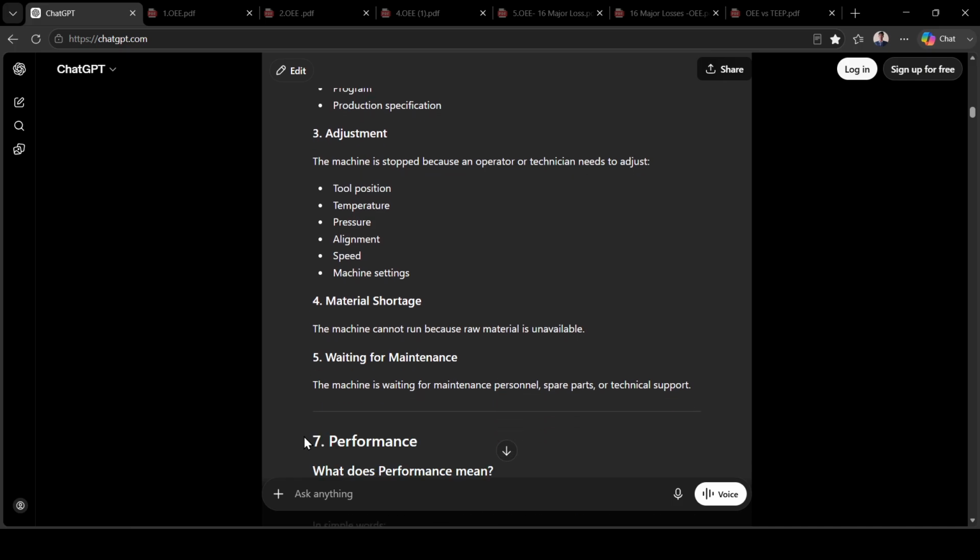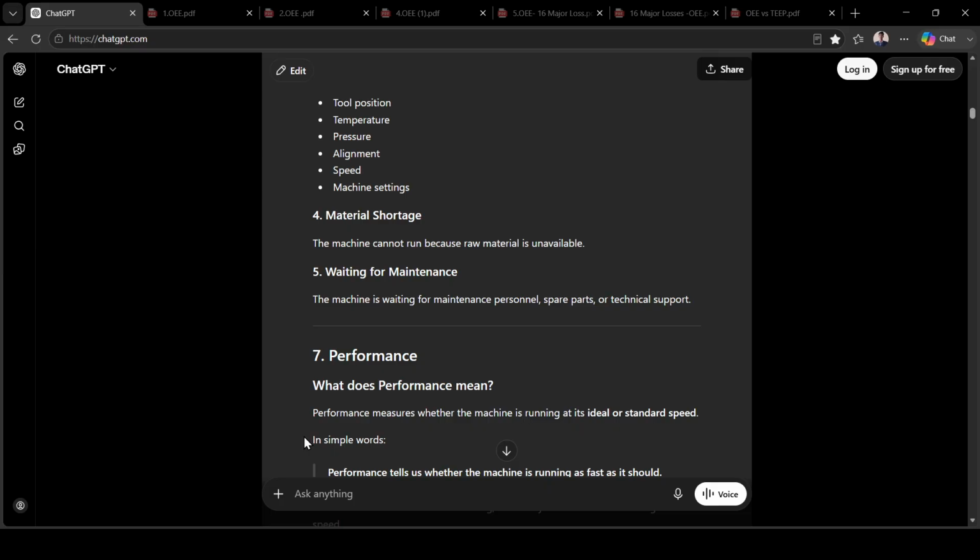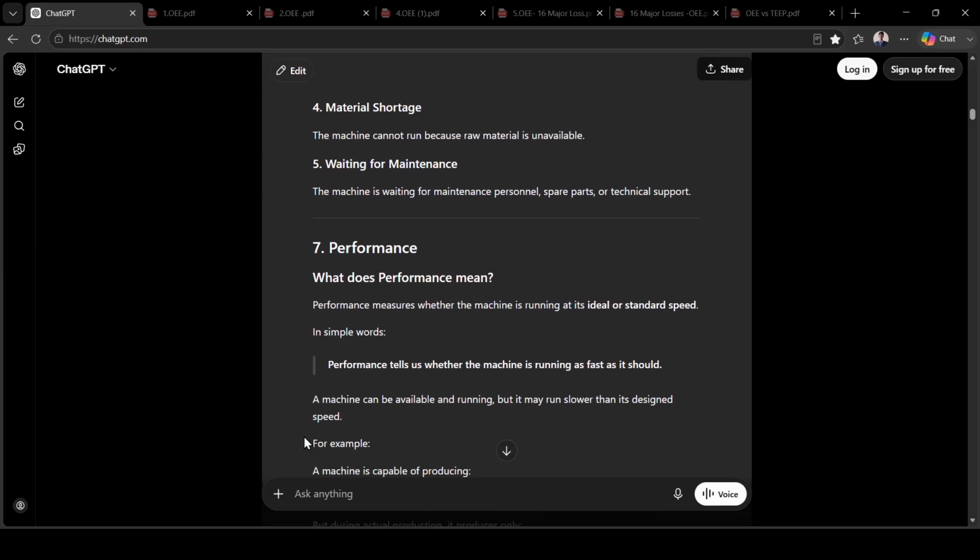And the fourth one is material shortages. The machine cannot run because the raw material is unavailable. So that is the material shortages. The fifth one is waiting for maintenance. The machine is waiting for maintenance personnel, spare parts, or technical support. So that is waiting for maintenance. So that is availability, everything is over.